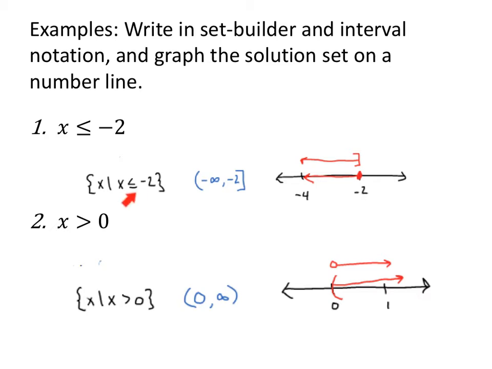Because we have the or equal to, we'll have the square brackets around the -2, or the solid dot if you choose that method. You do not have to have both of these. Choose one, whichever one works better for you.